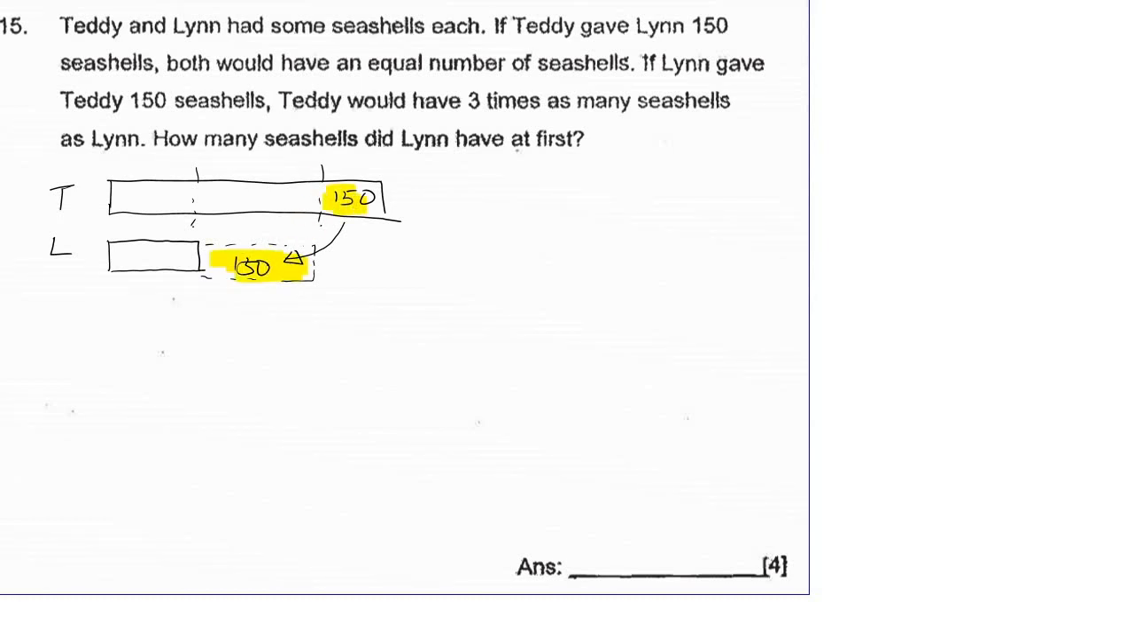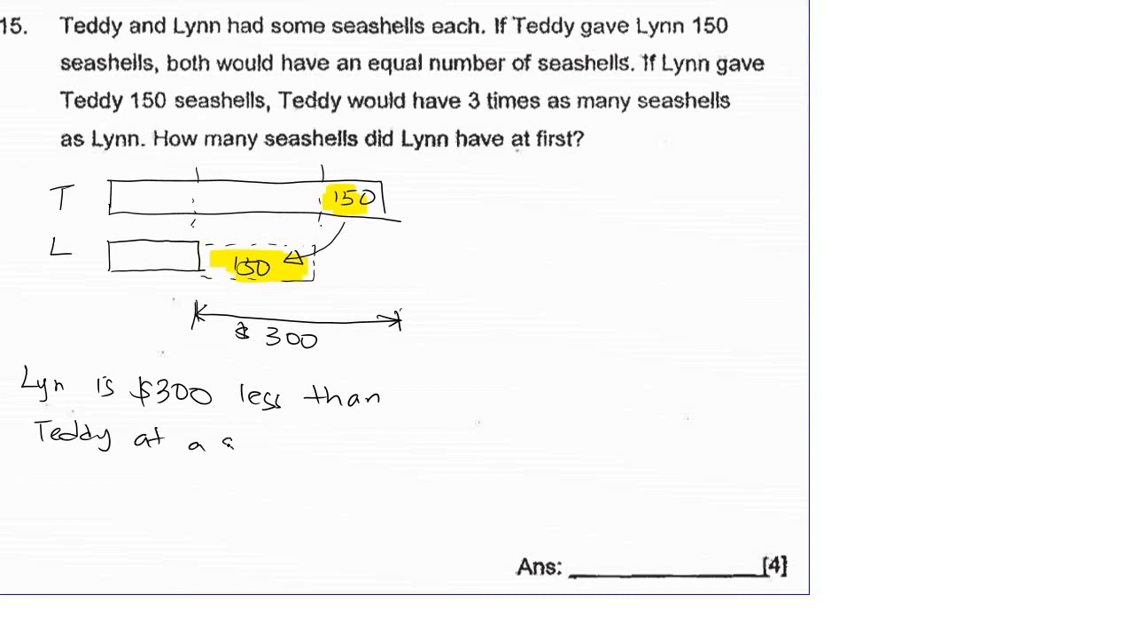So from here you can clearly see at the start, right, Lynn is already how much lesser than? It's $300 less than Teddy at the start. Okay? It's already $300 less than Teddy at the start.